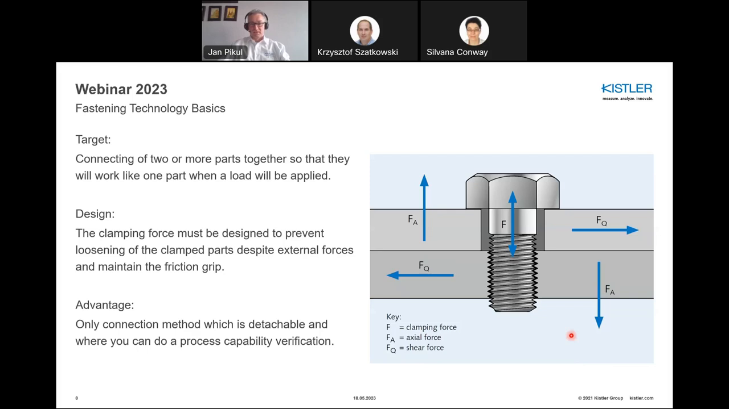And the biggest advantage, so why we use bolted joints, is because the connection method is detachable. So if necessary, we can unscrew the bolt, exchange some parts, and then fasten it together again. And then the product could be repaired, could be reused again, and we can repeat the process many times.